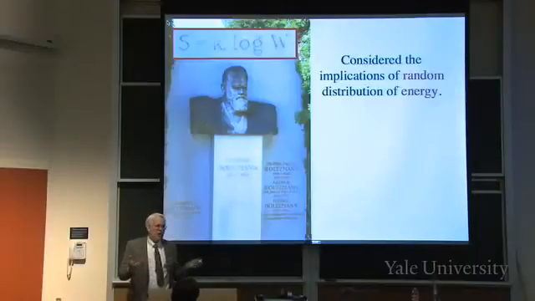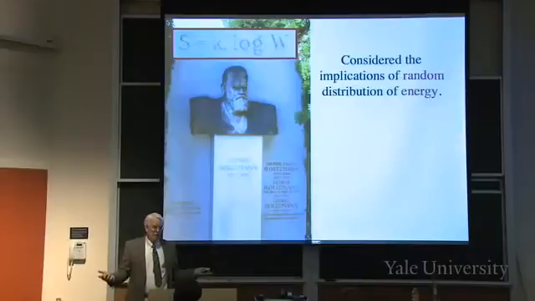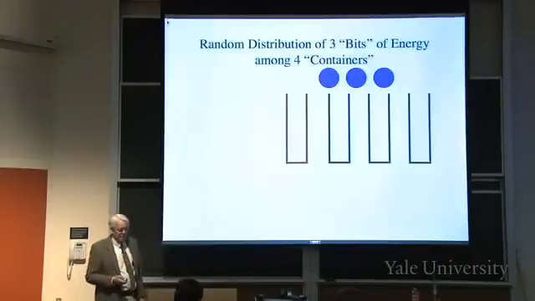Okay? So what Boltzmann considered was the implication of random distribution of energy. Suppose you have a certain amount of energy in a system, but it's distributed at random, right? So purely statistically. Then how should it be distributed? How much energy should any particular molecule have, is the question.